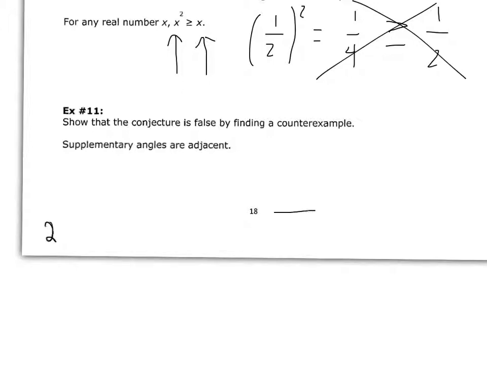For example, we have an angle that's 23 degrees and we have another that's 157. We know that these are supplementary angles because 23 plus 157 is 180, but they don't share a common vertex and they don't share a common side, so we know that these are not adjacent angles.